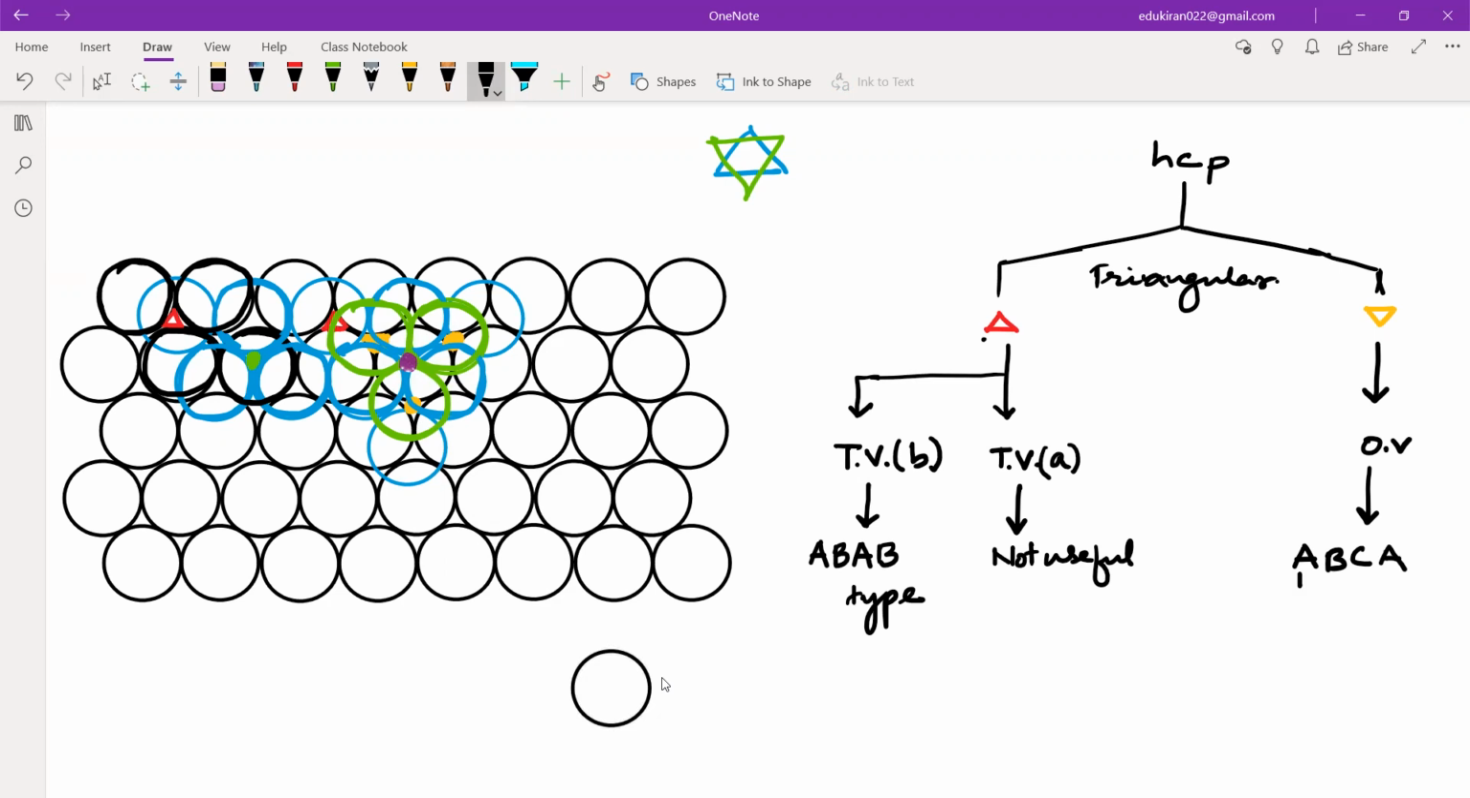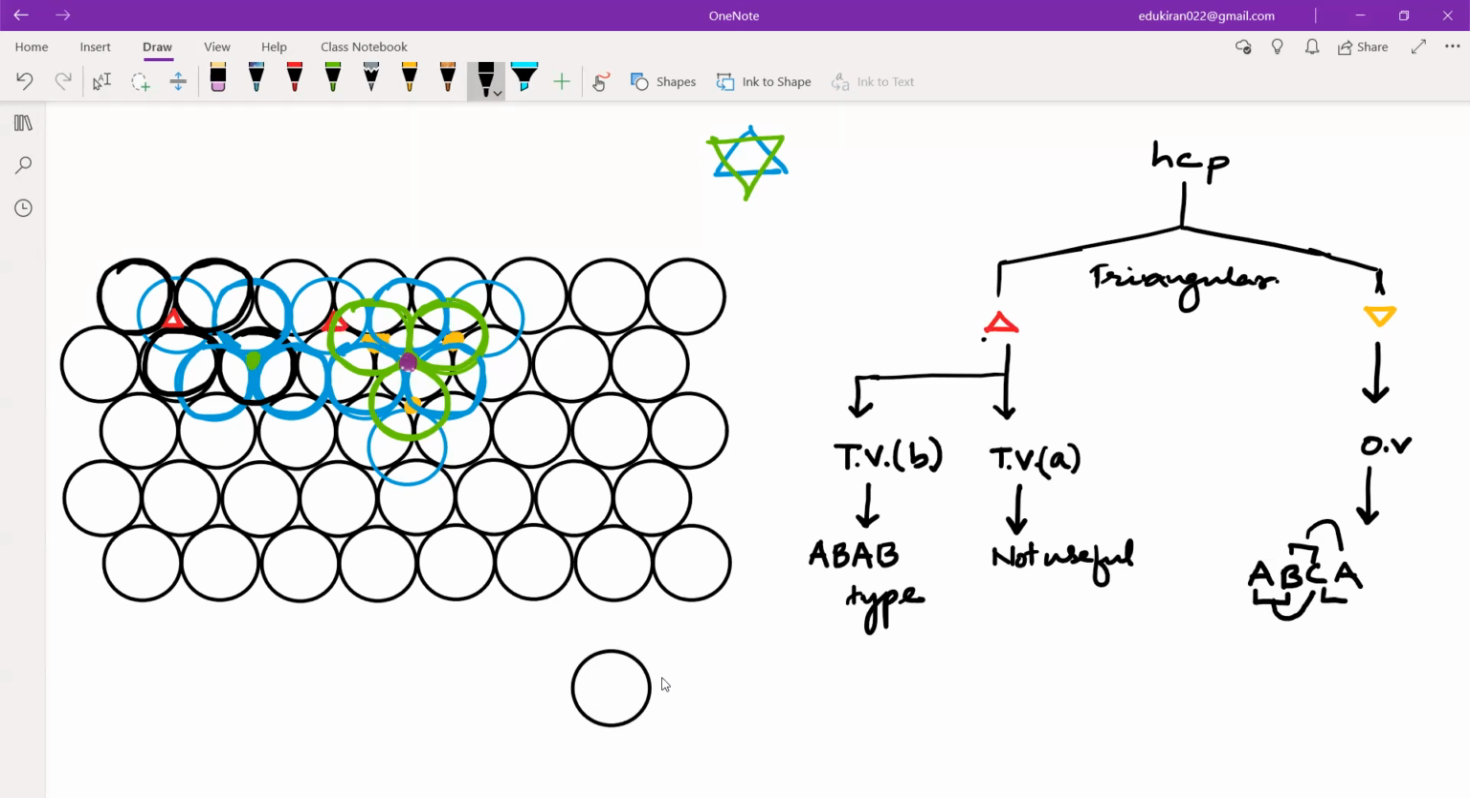Okay, so you will have A, B making octahedral void. To cover that, you will put atoms on C layer. Then B and C will make octahedral void, as we have seen now. To cover that, you will put A layer.